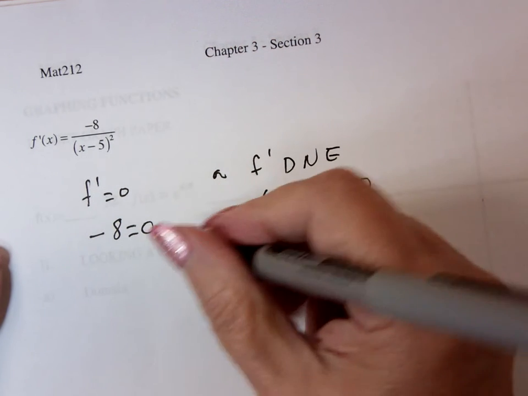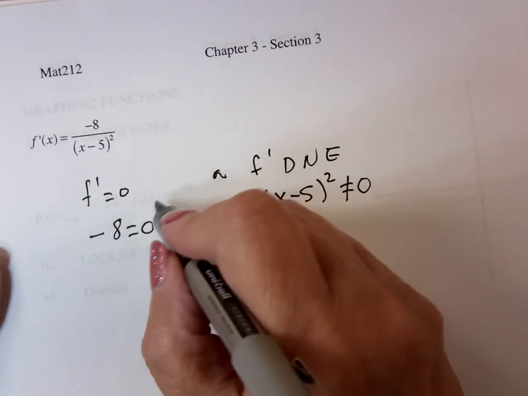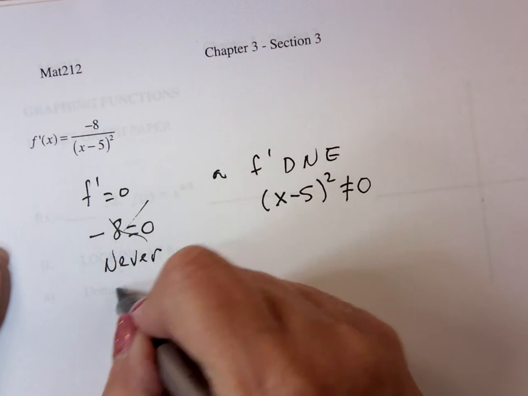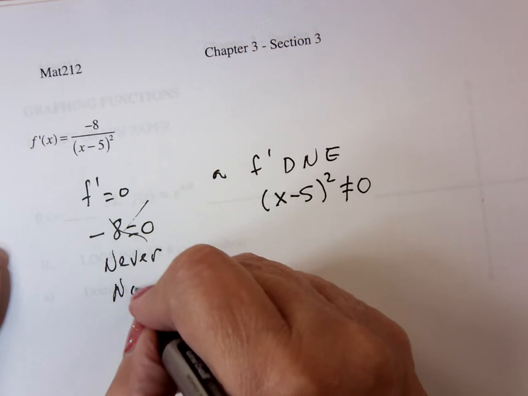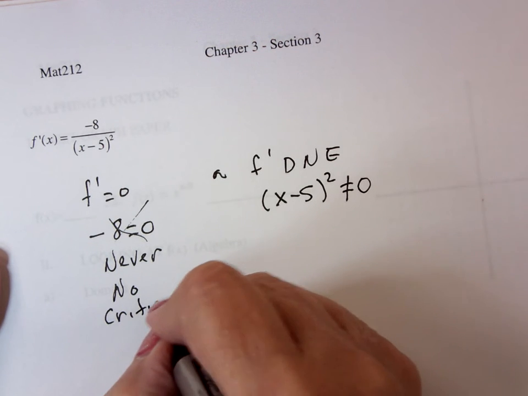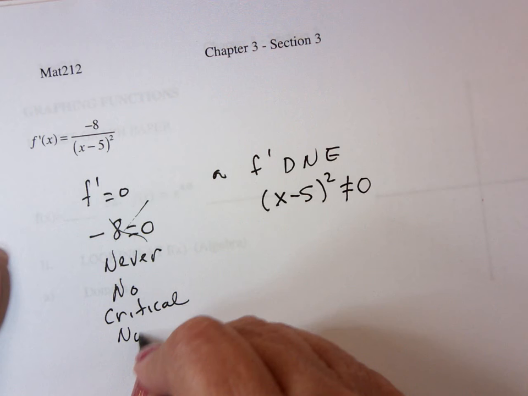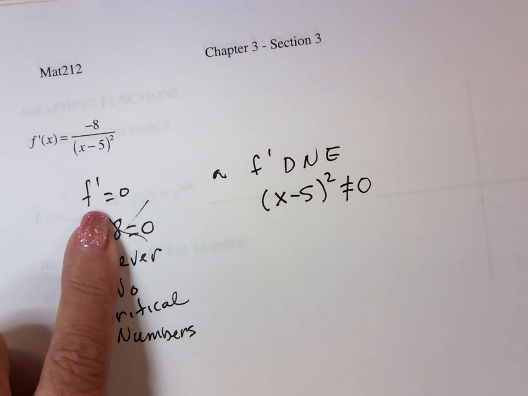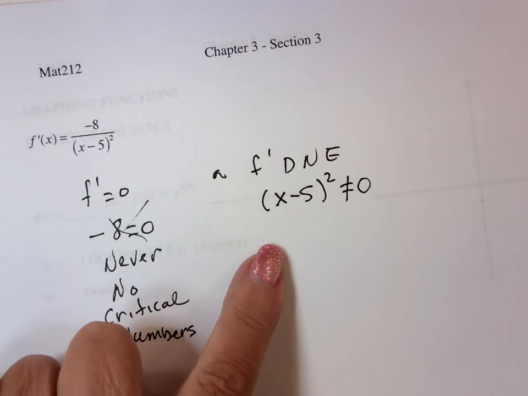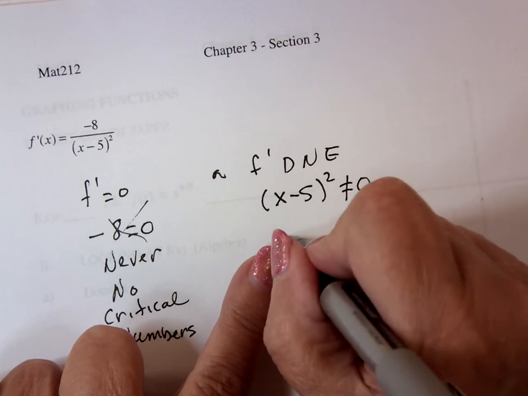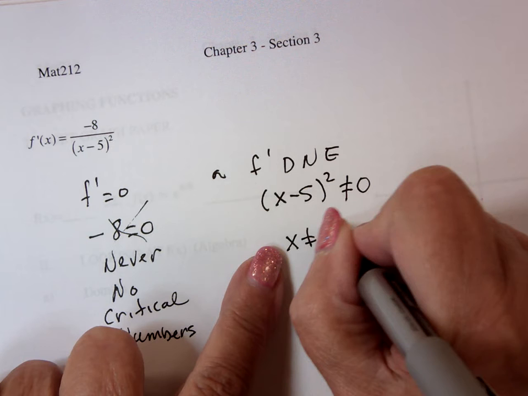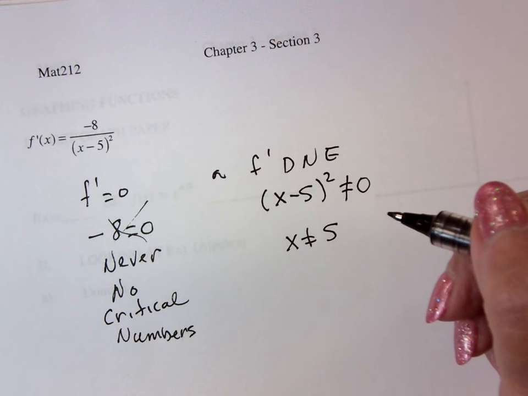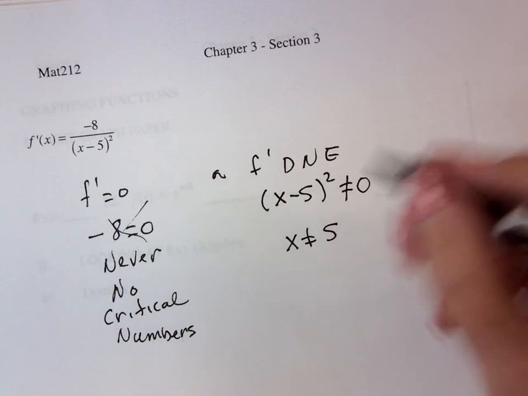Well, is negative 8 ever equal to 0? No. So there are no critical values. No critical numbers coming out of f prime equals 0. Where does this thing not exist? Well, it doesn't exist at 5. What do we know 5 is? Vertical asymptote.